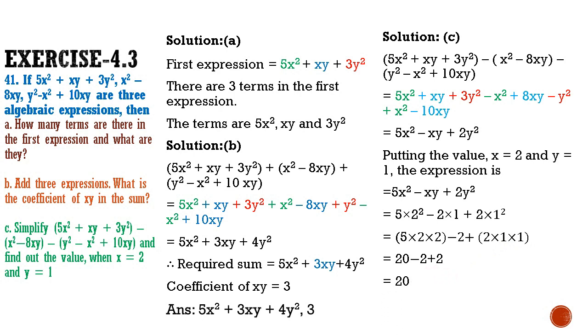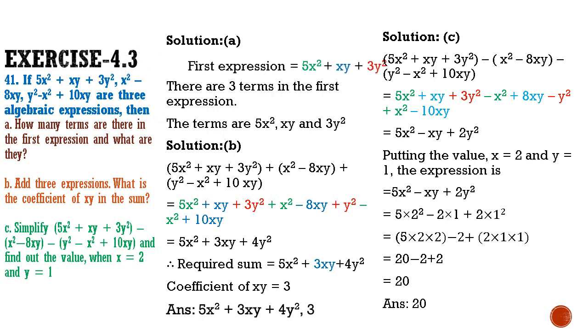So after that we will get 20, because plus and minus, that will be minus, and if we subtract 2 from 2 we will get 0. So 20 is the rest of the thing. So 20 is the value of question number C. So this is the answer, my dear, 20.